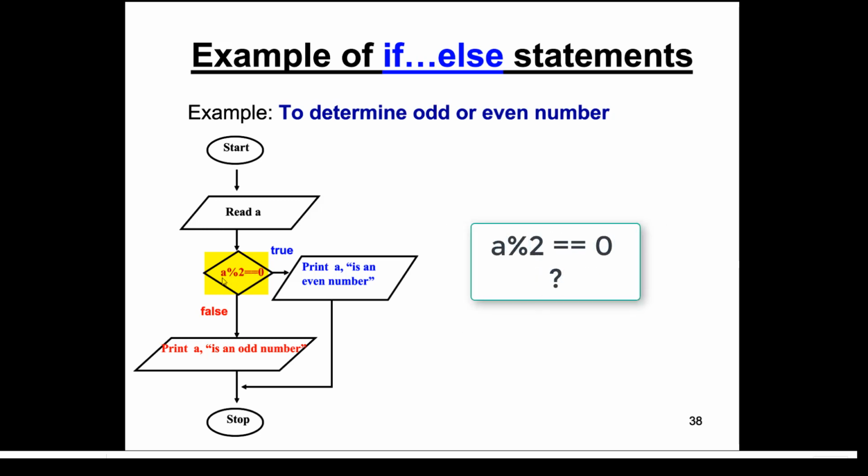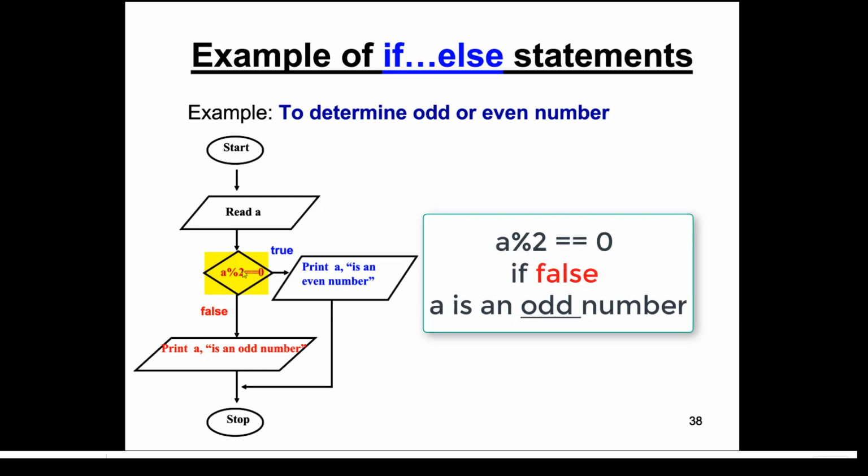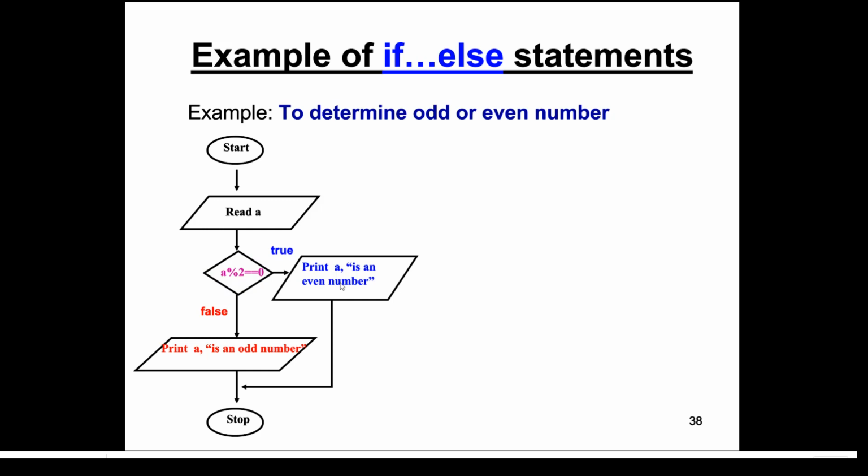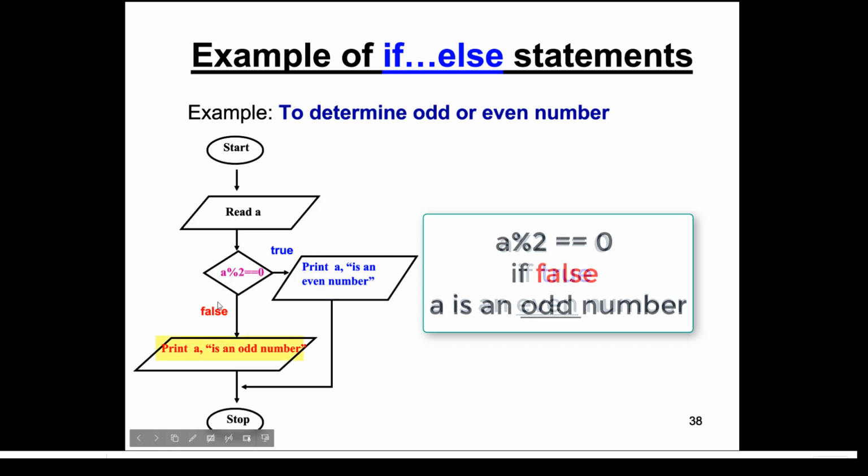So what does it mean? You divide A by 2 and take the remainder. If the remainder equals 0, then this is true. If the remainder is not 0, then this is false. So what is the true statement? The true statement is print A is an even number. And if this is false, then print A is an odd number.